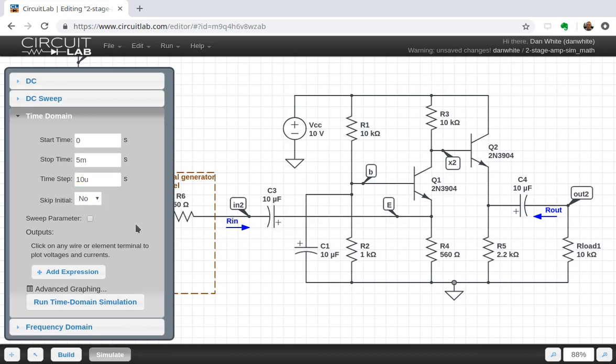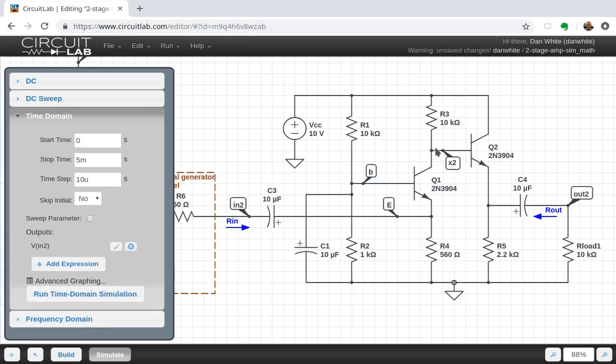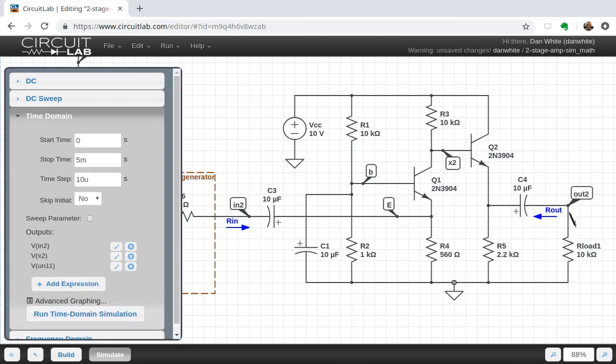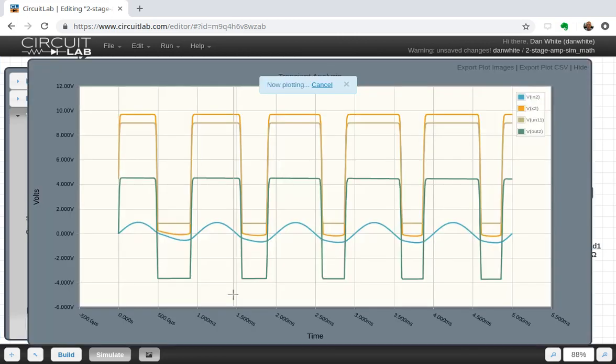If we want to add initial conditions and add some expressions here, I'm going to add this one, my input, and I'm going to do the collector. Let's see. I'll do X2, and then I'll do our unknown node and out 2. This might be a little busy, but we'll see what we get. Oh my goodness. N2 is blue, and it's this one right here where my mouse is. It goes up and down, but in this region, it's really not a sine wave anymore.